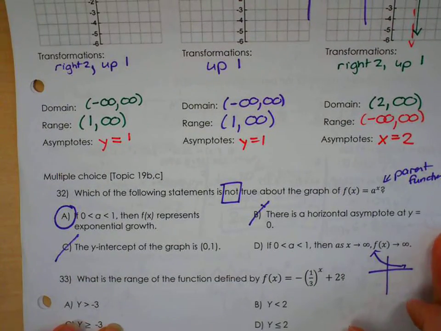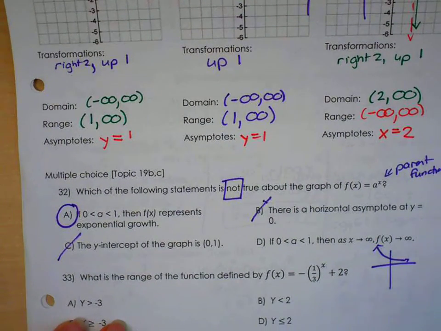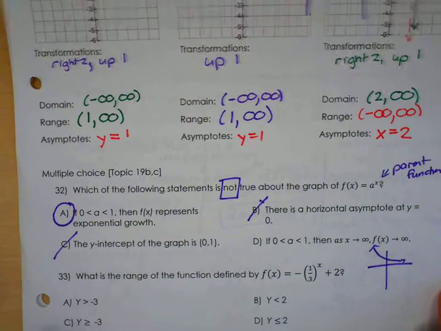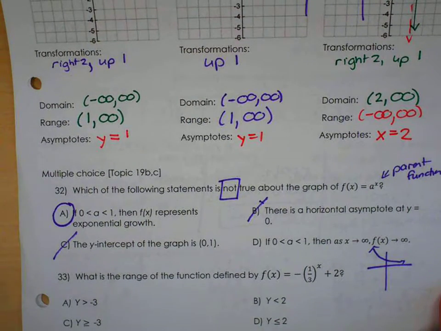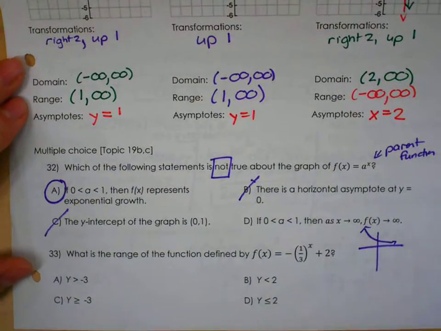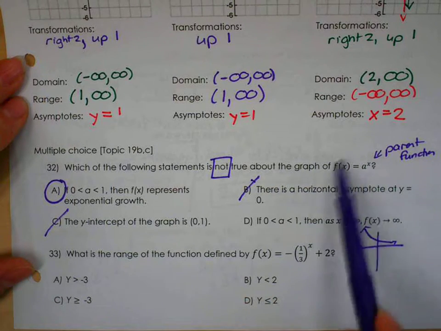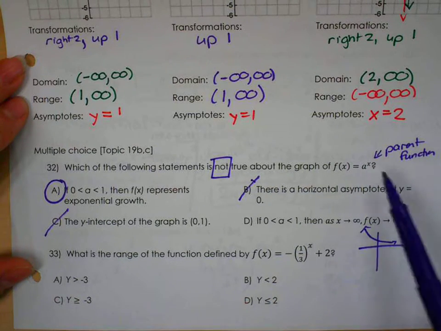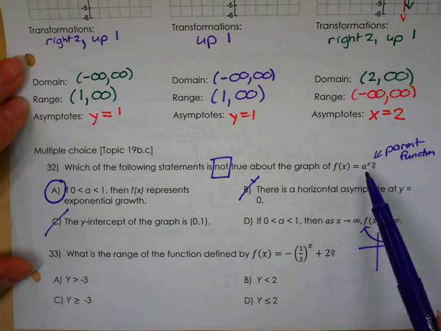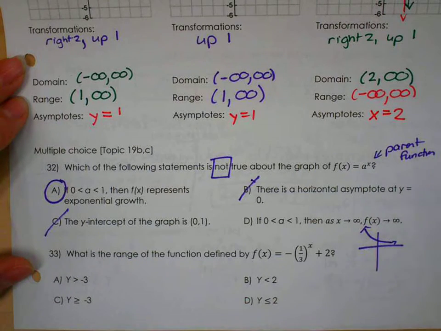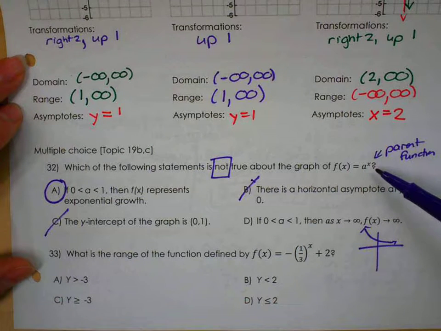All right, this is the review packet, topic 19B and C, number 32. So we're going through and trying to find out which of the following statements is not true. Well, if I have this exponential function here, this is the parent function, there's nothing after it, it's not moving at all, I have a base raised to a power. So that means this has a horizontal asymptote at y equals 0.